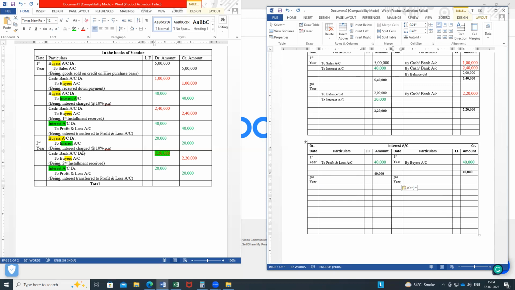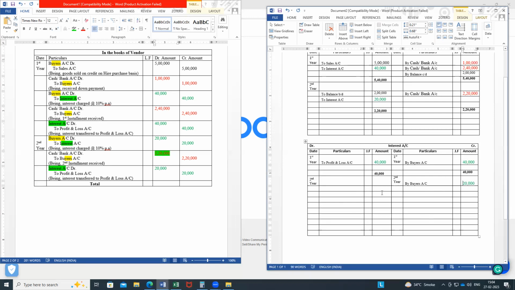So let us see the journal entry. The first journal entry is buyer's account debit to interest account. So buyer's account debit to interest account, so it is at the credit side of the interest account. And what is the amount given here? 20,000. We have to write 20,000. Okay, the next entry that we have to pass is interest account debit to profit and loss account. So interest account debit karo to profit and loss account. How much? 20,000.